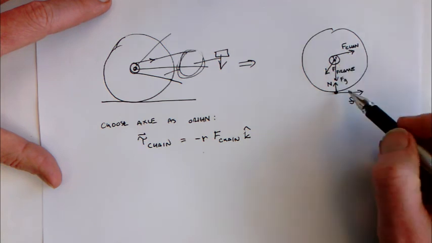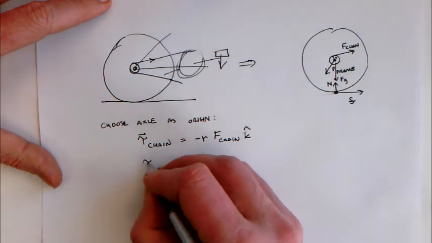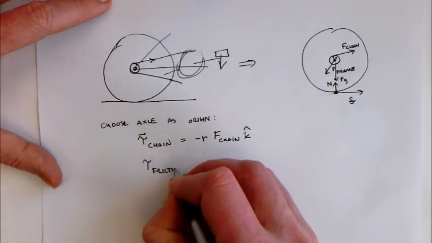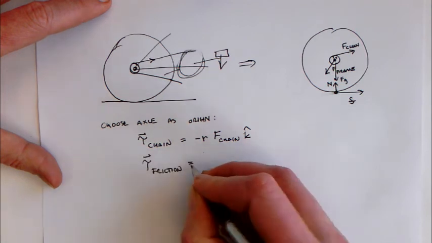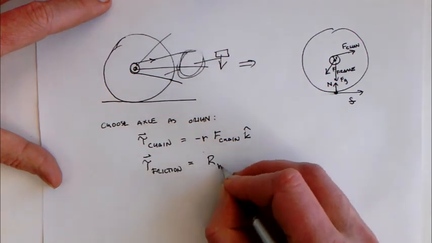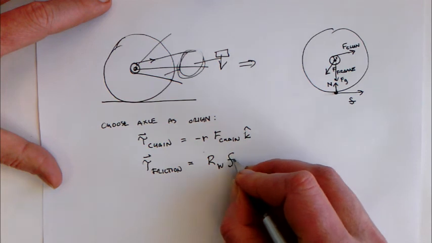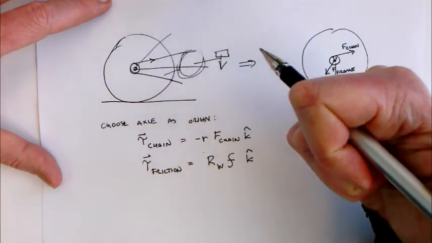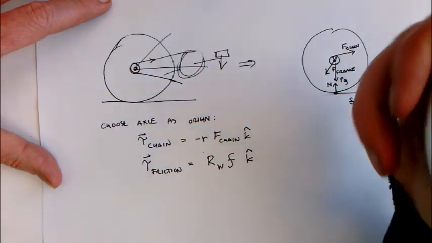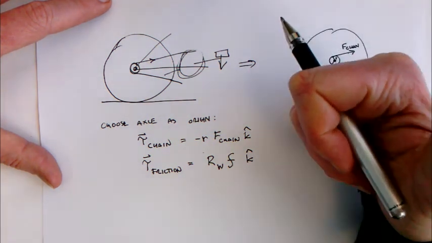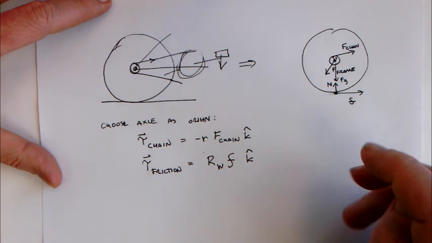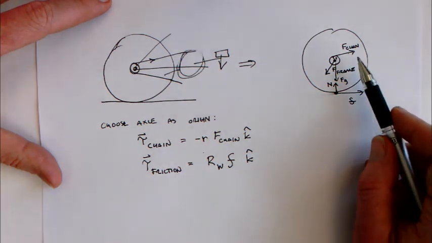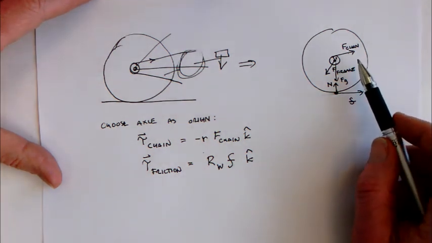On the other hand, the frictional force will give me a torque, which will be simply the radius of the wheel times whatever the magnitude of the frictional force is in the k hat direction, and that will be a positive torque, right? That's tending to cause the wheel to rotate counterclockwise. Think about what I just said. The frictional force would like to cause the wheel to rotate counterclockwise.